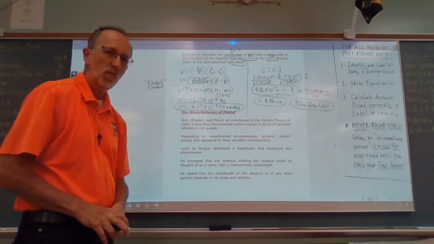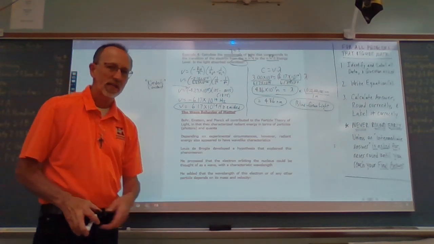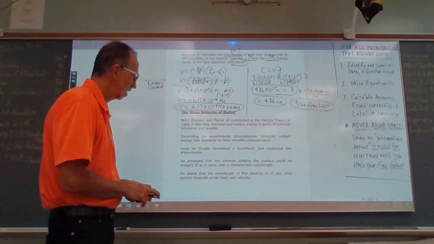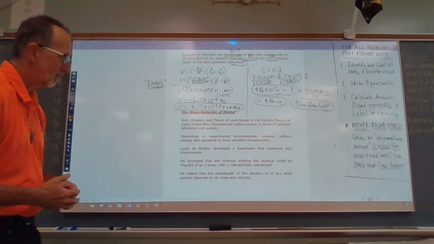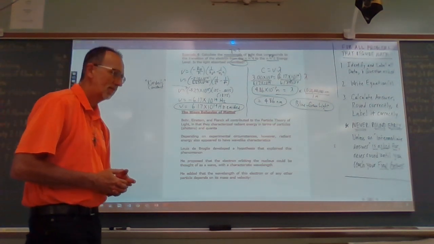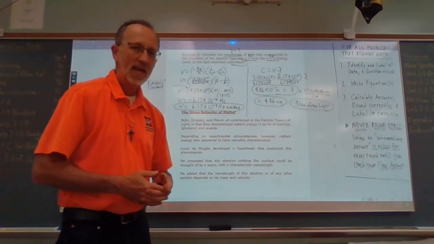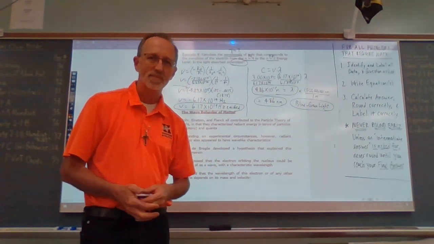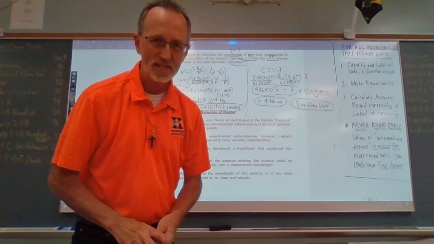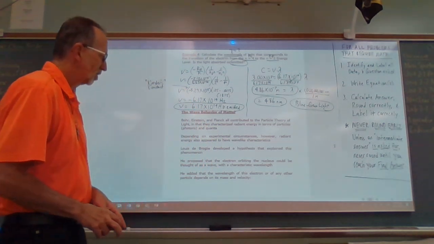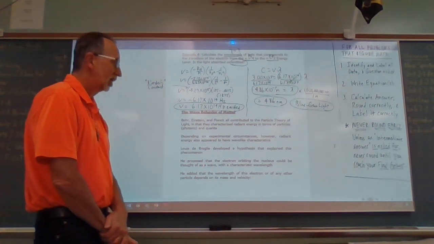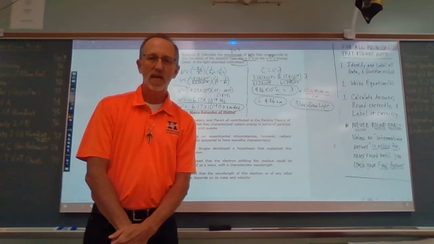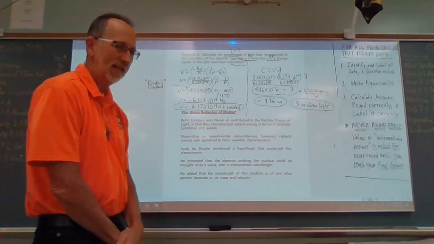A Frenchman, Louis de Broglie, looks like de Broglie, but it's French, and I don't take French, but I'm pretty sure that's how you pronounce it. Louis de Broglie developed a hypothesis that explained this phenomenon. How could you have things acting like waves and things acting like particles at the same time? This is where the term wave-particle duality comes from. He proposed that the electron orbiting the nucleus could be thought of as a wave with a particular wavelength.